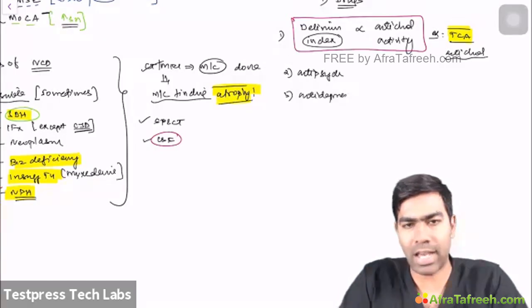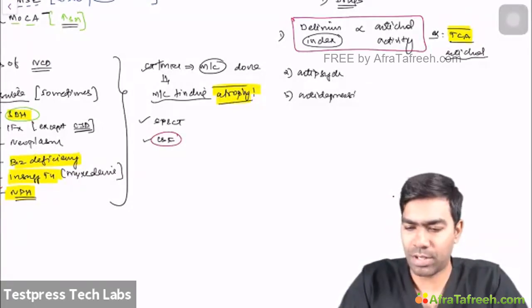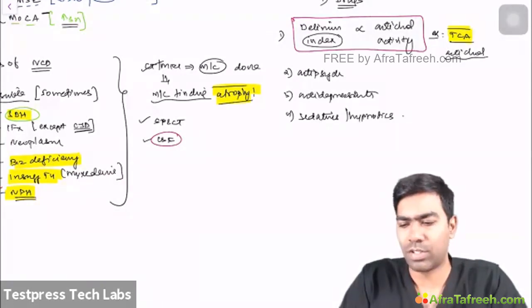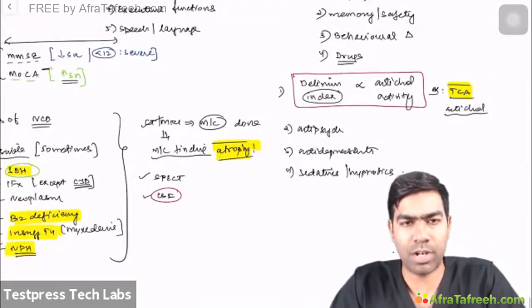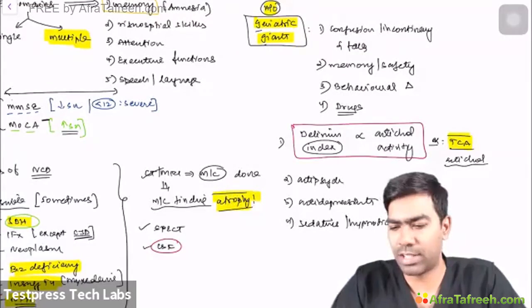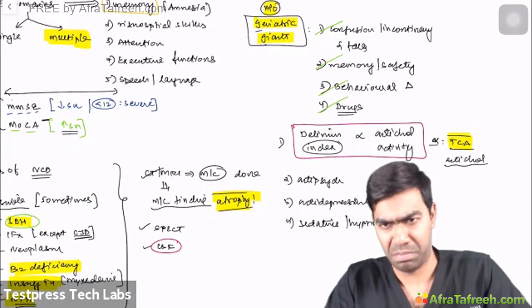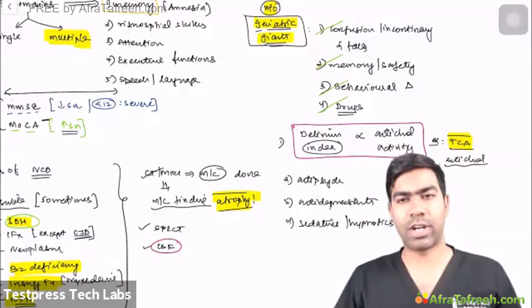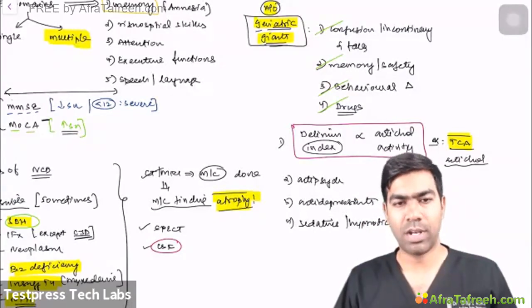So you have to ask a very careful history, including antidepressants, and sedative hypnotic drugs like benzodiazepines. So you have to ask all this history. These are the most important drugs that we are going to look for. So these are what we refer to as geriatric giants: confusion, incontinence, falls, memory, safety, behavioral problems, and history of drug intake. So these are the 4 important geriatric giants that we have to look for in any history, in any patient who's coming with a probable neurocognitive dysfunction.